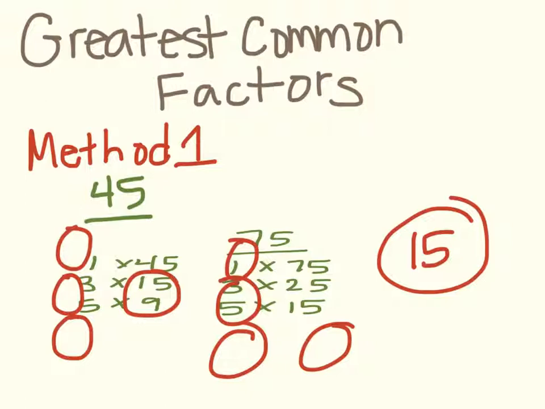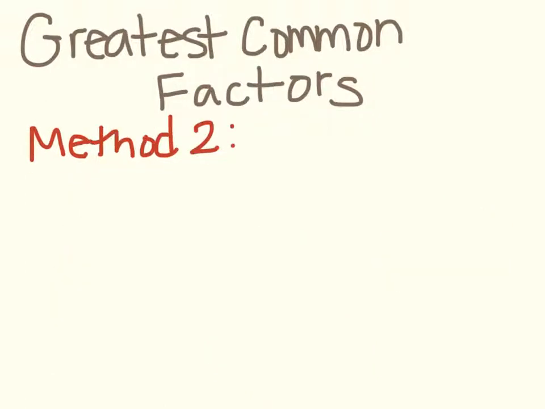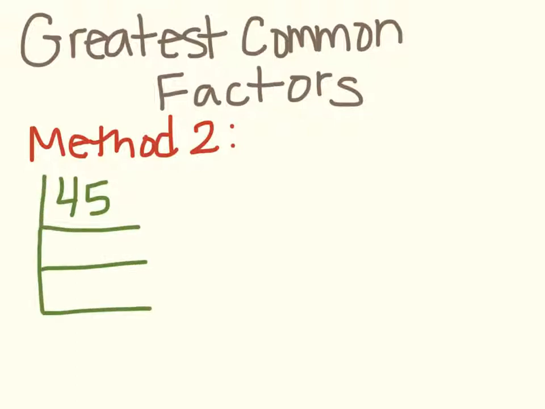Now let's learn method 2. Method 2 uses prime factorization to help us find the greatest common factors. So let's find the prime factors of 45. You can do this using whichever technique you prefer. I tend to prefer the bookshelf method, so I'm going to use that. My least prime factor is going to be 3, and 3 goes into 45 15 times. My least prime factor of 15 will also be 3, leaving me with 5, and there's my prime factorization, 3 times 3 times 5.